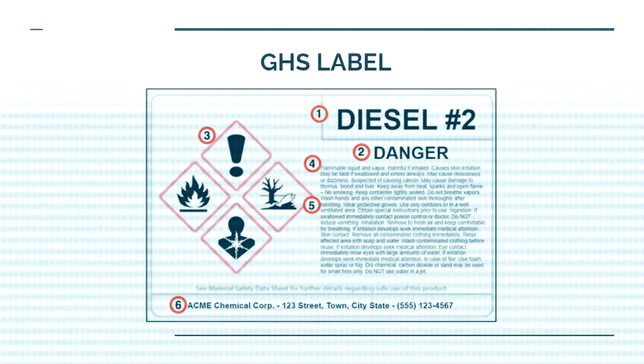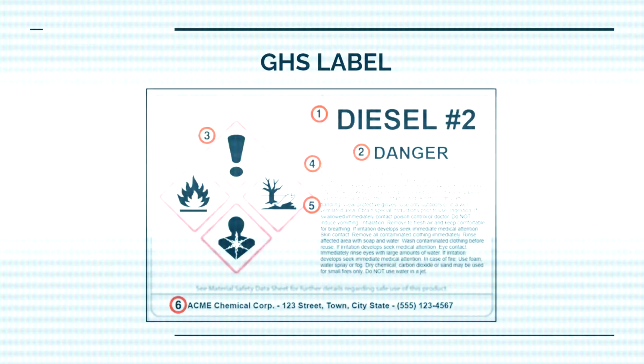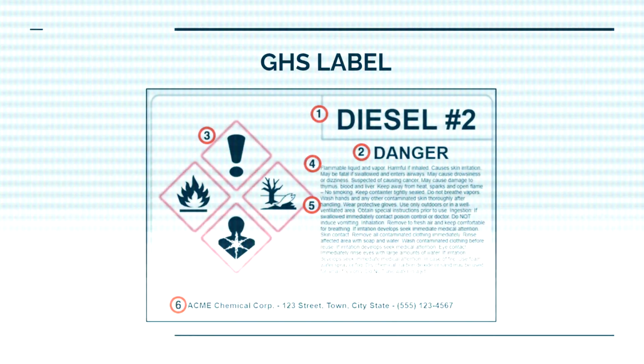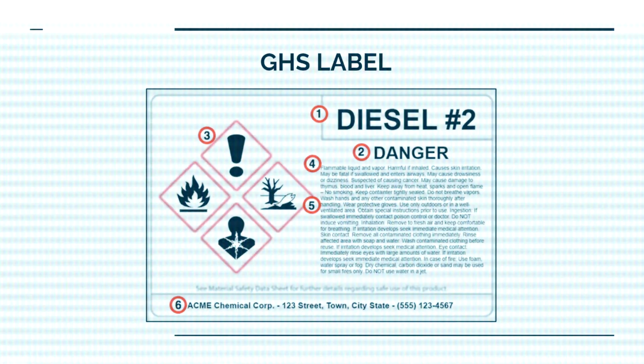The supplier identification must include the name, address, and telephone number of the manufacturer or supplier of the hazardous chemical. Precautionary tales.